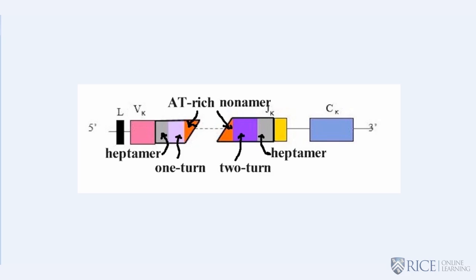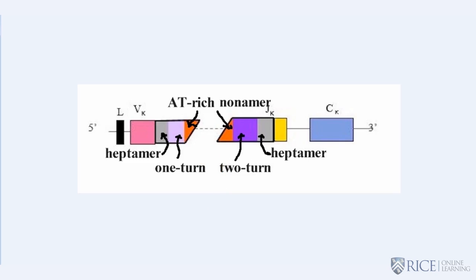Notice that the next thing that comes is either a 1-turn or a 2-turn sequence. As it turns out, the way these things are set up, you must put a 1-turn with a 2-turn, and that prevents you from sticking 2 V's together or 2 J's together, because those 2 sequences are important in lining up this whole procedure and making sure you're putting the right things together. The sequence in the middle is an AT-rich nonamer, which is also important in recognizing the multi-enzyme complex that ultimately puts these 2 together.